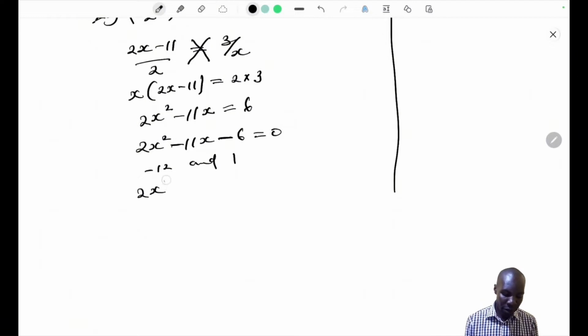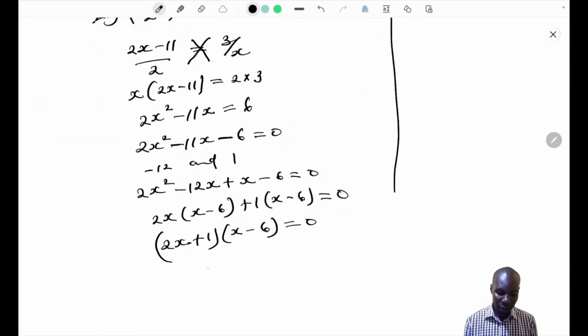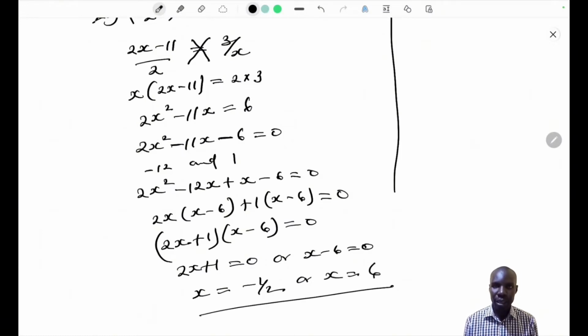So we'll have 2x squared minus 12x plus x minus 6 equals 0. Collect the like terms. So we'll have 2x in bracket x minus 6 plus 1 in bracket x minus 6 equals 0. So we have 2x plus 1 in bracket x minus 6 equals 0. So 2x plus 1 equals 0, or x minus 6 equals 0. So x is equal to minus a half, or x is equal to 6. That is the answer for that.